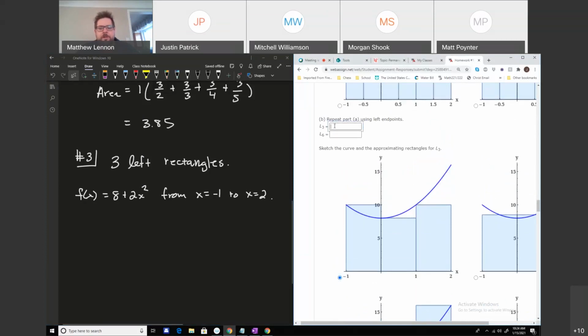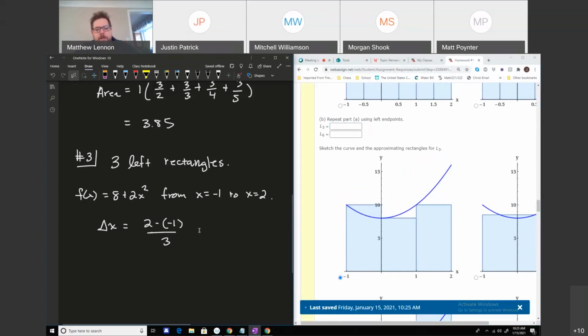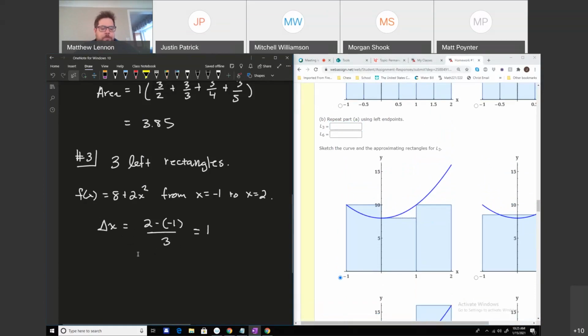Let's go ahead and try and figure out this number now. If we do our delta x, that's again going to be pretty easy here. 2 minus -1 over 3. That gives us a width of 1. So our rectangles start at -1. We have 0, 1, and 2. So that's our partition.